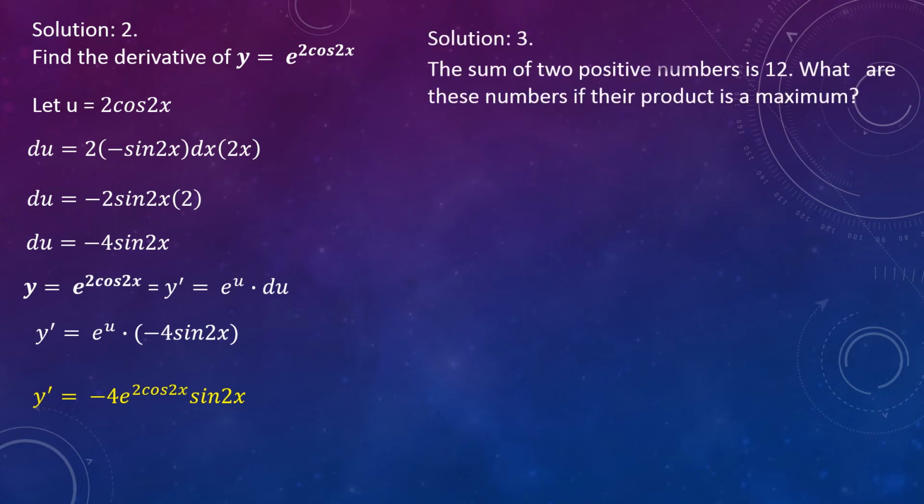Then let us have the solution for number 3. This one is an optimization problem. The sum of two positive numbers is 12. What are these numbers if their product is maximum?